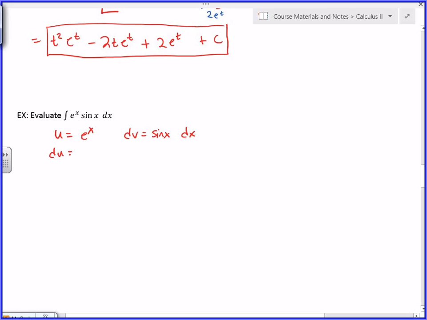So what's du? And v? Negative cosine of x. So that means we've got the integral of uv, minus e to the x cosine of x, minus the integral of a negative e to the x cosine of x dx.